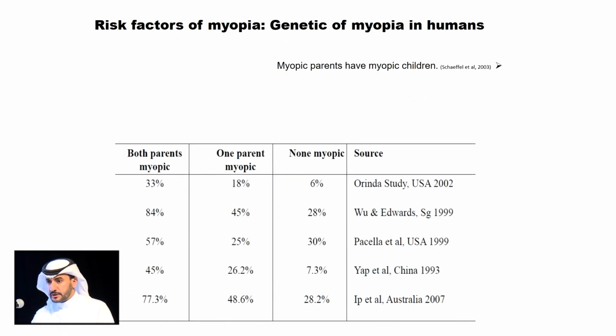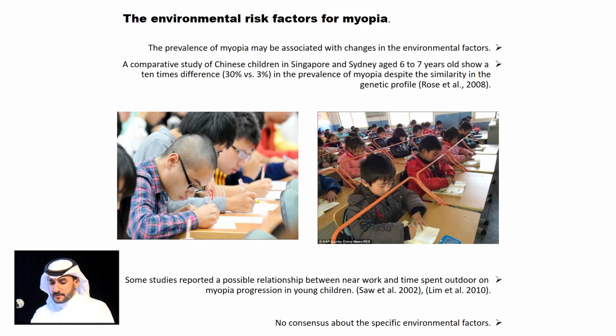We know that myopia is genetic, and many studies have confirmed that when both parents are myopic, the percentage will be high compared to when you have one myopic parent or non-myopic parents. And here are some of the stats according to many well-conducted studies in the table. Environmental factors are also another possible association that could increase the number of myopic subjects.